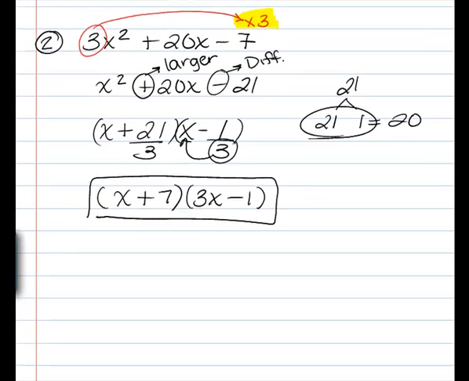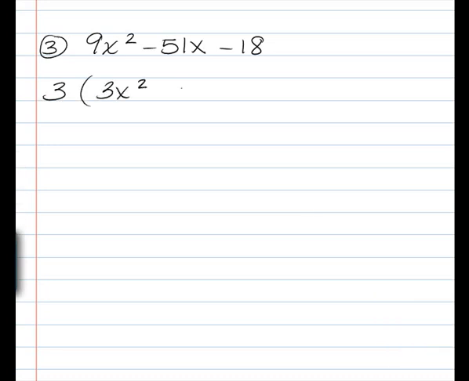Okay, now let's try one that has something in common first. So here's our next example, and this is actually an example I got sent through the email. So this is 9x squared minus 51x minus 18. Okay, and I know it doesn't look like it, but all three of these numbers are divisible by 3. So we're going to take a 3 out. That's going to leave us with 3x squared minus 17x minus 6.